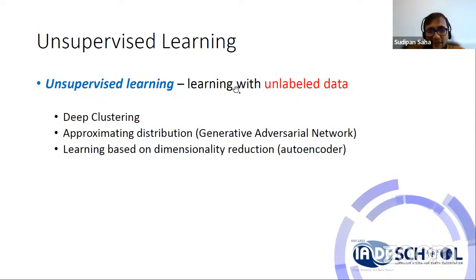Unsupervised learning refers to learning with unlabeled data. These are the three popular approaches: deep clustering, or approximating the distribution in some way. The best example of approximating the distribution is a generative adversarial network. And then learning based on dimensionality reduction, and the best approach for this, probably in the era of deep learning, is the autoencoder, which one of our students today, Ragini, I guess, mentioned, right? Autoencoder. Okay, so let's talk a few minutes about deep clustering, right?